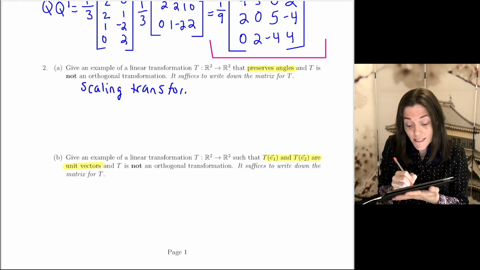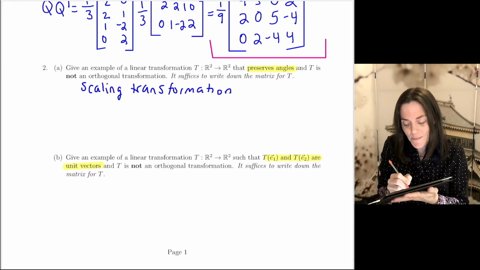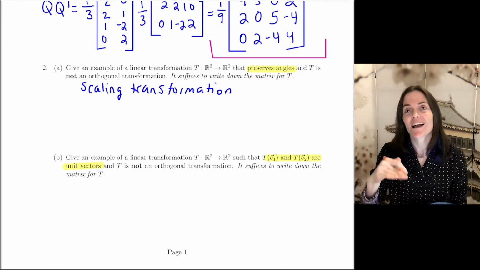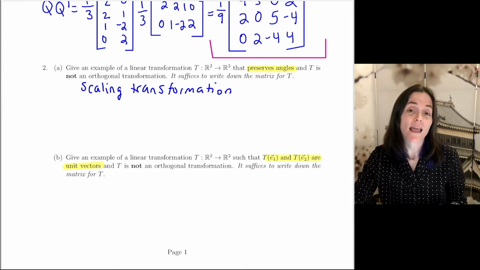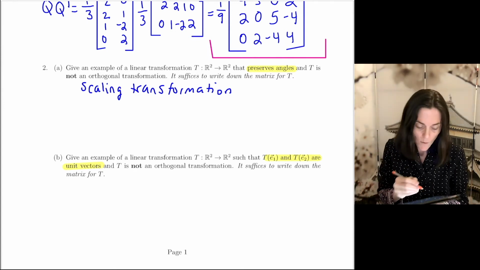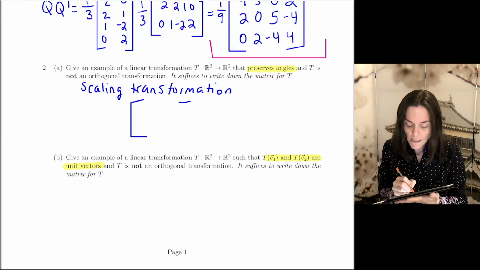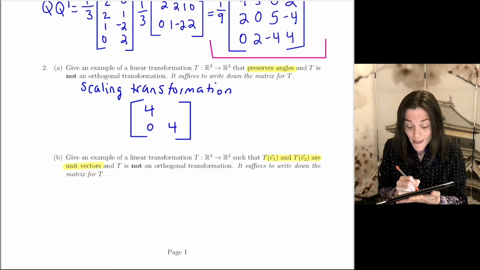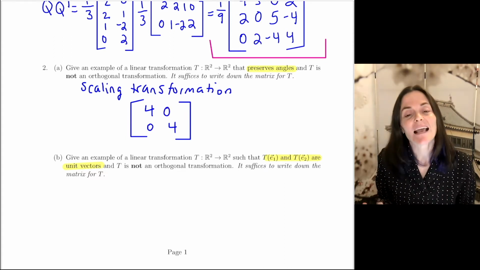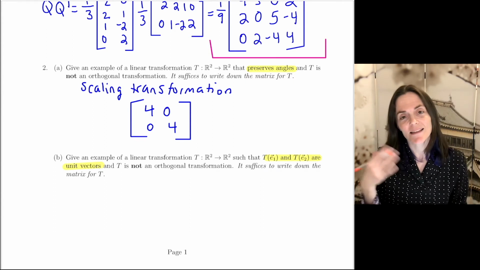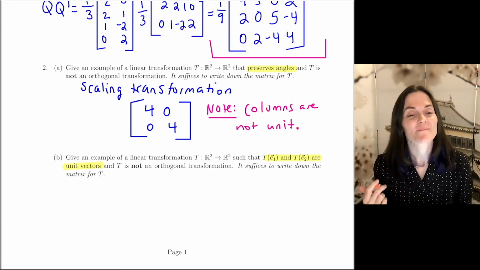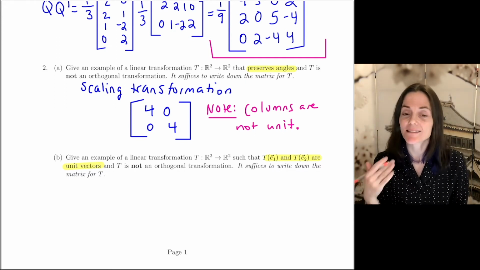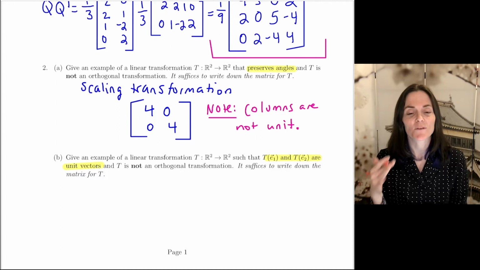The lengths are changed, which means it would not be an orthogonal transformation, but the angle between, say, T of X and T of Y would be the same as the angle between X and Y. So an example of this, we can just take scaling by 4, something like this. And looking at the matrix side, well, the columns are not unit, so it is not an orthogonal matrix. As I mentioned, these columns are not unit, so without a doubt, this does not correspond to an orthogonal transformation.